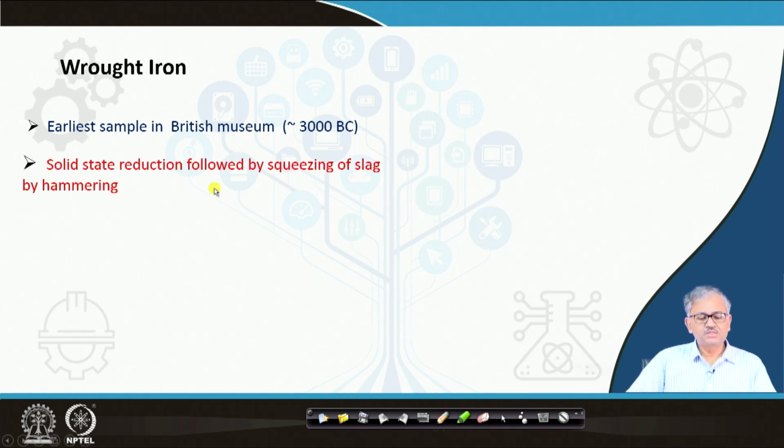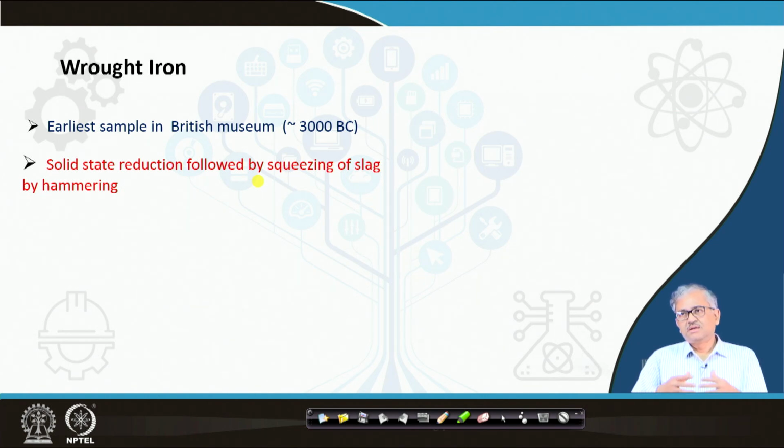So that is the solid state reduction, followed by squeezing of the slag by hammering. Basically iron ore contains a lot of gangue. If you heat at a little high temperature, above 1000 degrees centigrade, which you can do by burning coal even with cold air, then you can directly reduce the iron ore. Since you cannot go to the liquid state, because it requires a much higher temperature, and at that time that temperature was not available.